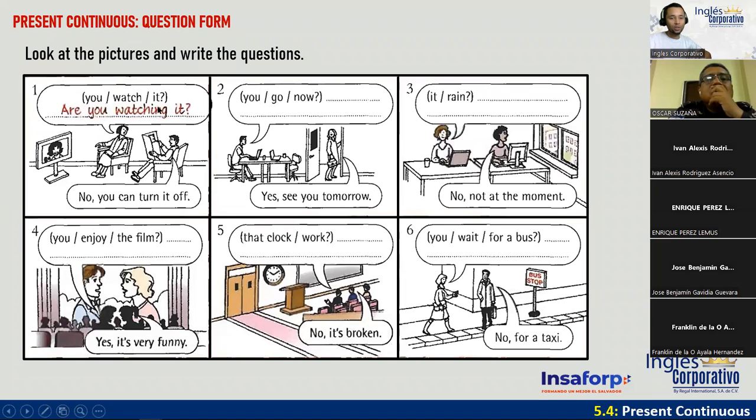Dice, you watch it. Are you watching it? ¿Lo está viendo? Le dice, ¿está viendo la tele? Are you watching it? Y él le dice, no, you can turn it off. Le dice, no, puedes apagarlo. What about number two? Tiene que ser una pregunta en present continuous. Okay. I need a volunteer.